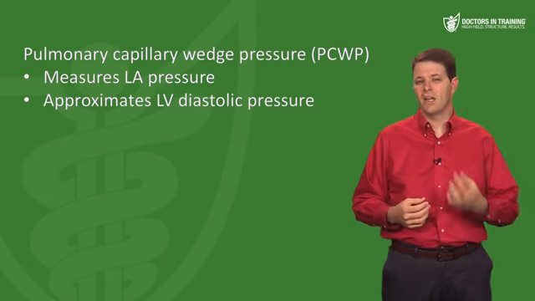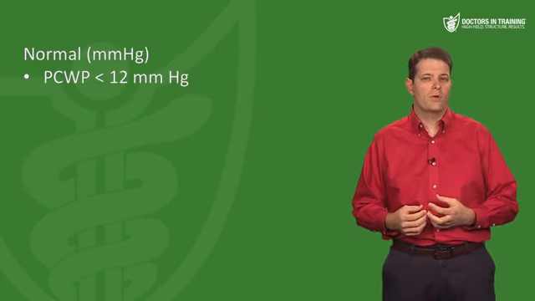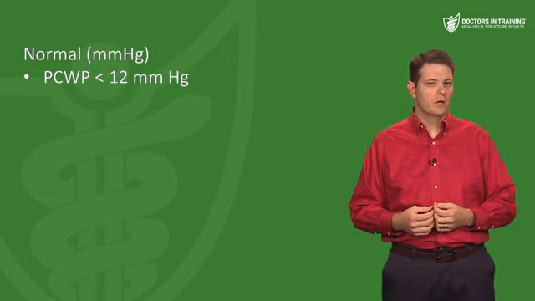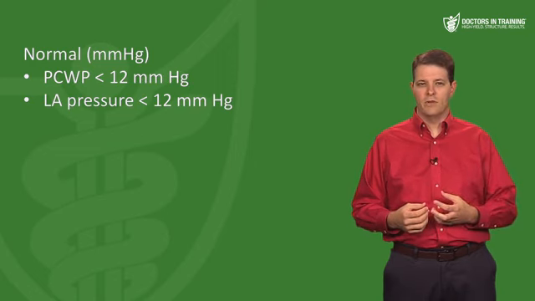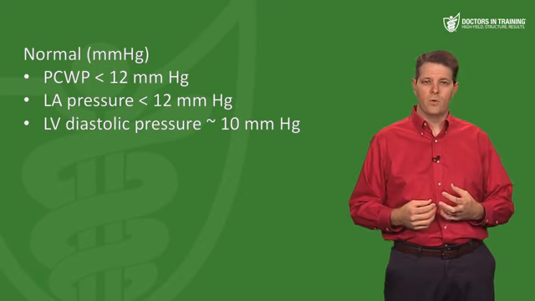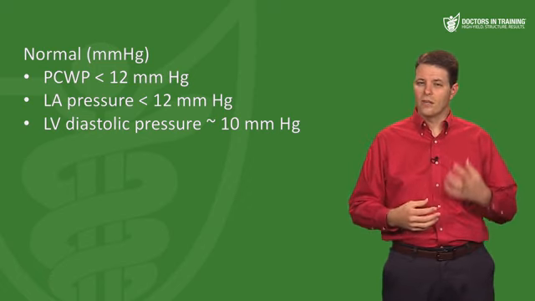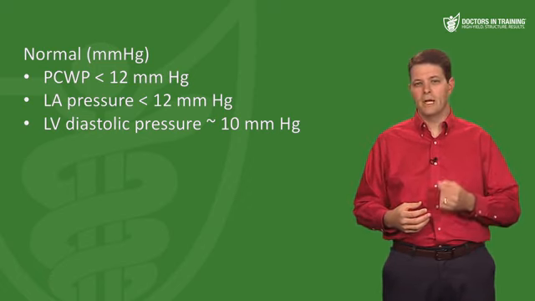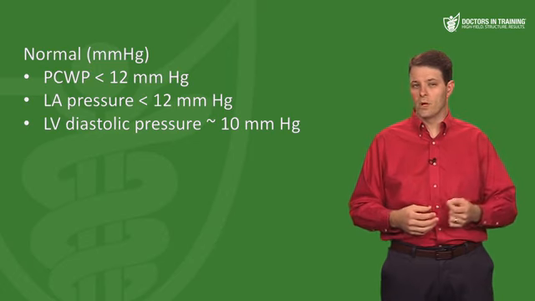Now, a normal wedge pressure is less than 12 millimeters mercury, and the left atrial pressure is less than 12, and the left ventricular diastolic pressure is around 10. So if you want to know what's going on in the left side of the heart, a Swan-Ganz catheter can measure the pulmonary capillary wedge pressure and help determine what's going on.